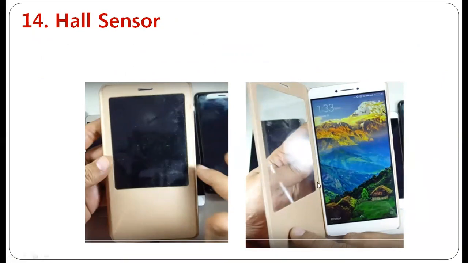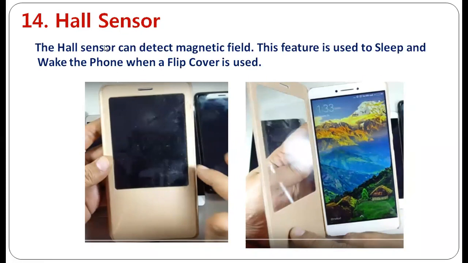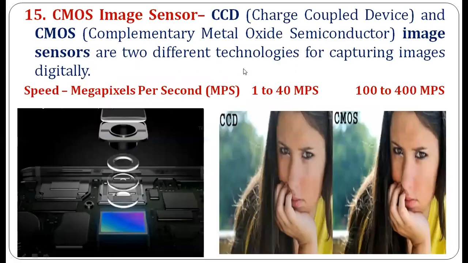The reason is that some of the phones keep the magnetic metal at the top, and some phones keep the magnetic metal at the bottom. Even the flip cover can have some small magnetic material. Whenever these two magnets come closer, then automatically the screen will be deactivated. So that is the purpose of the Hall sensor. Hall sensor can detect the magnetic field. This feature is used to sleep and wake up the phone when a flip cover is used.